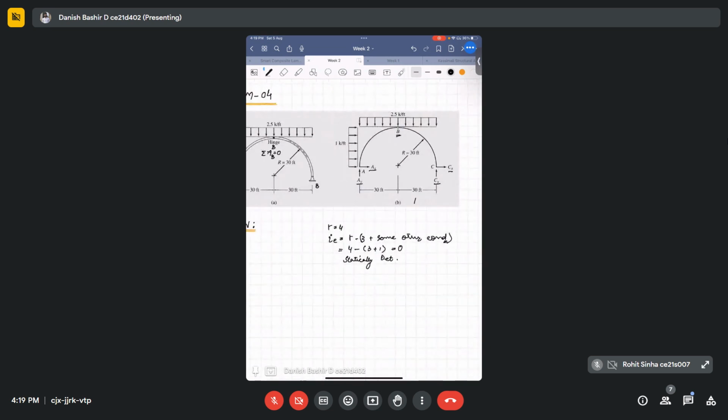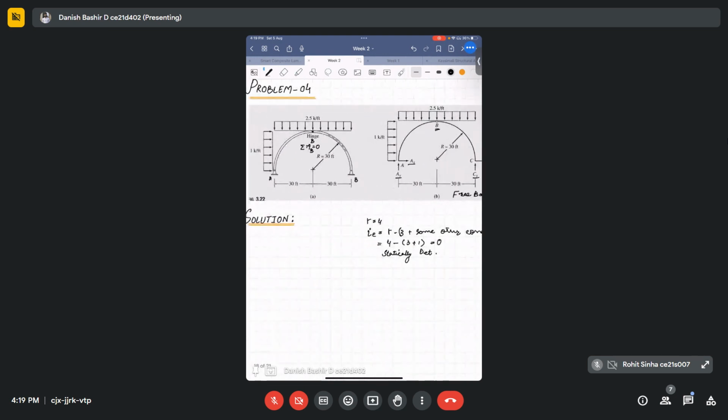So I gave you the hint. This is a free body diagram. Take summation Fy is equal to 0. Take this one. Summation Fx is equal to 0. And you can take this one also. Sorry, because you can write summation MB is equal to 0. You can get all the four things. Okay. It's an exercise for you.